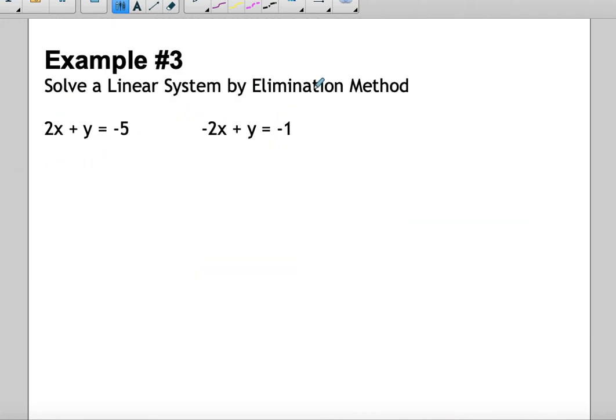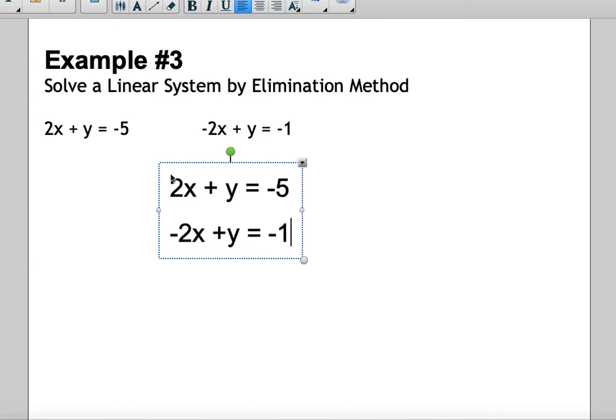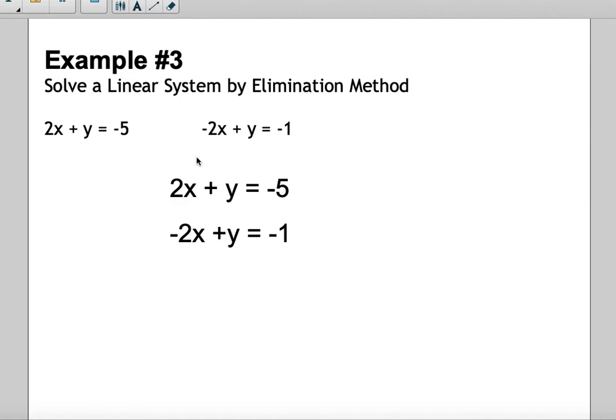So let's solve this linear system using the elimination method. So the first thing I'm going to do is write these equations vertically, because I find it easier to see when they're vertical. Then everything gets kind of lined up. So negative 2x plus y equals negative 1.